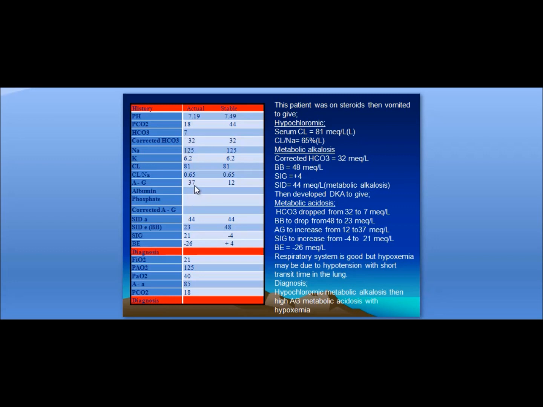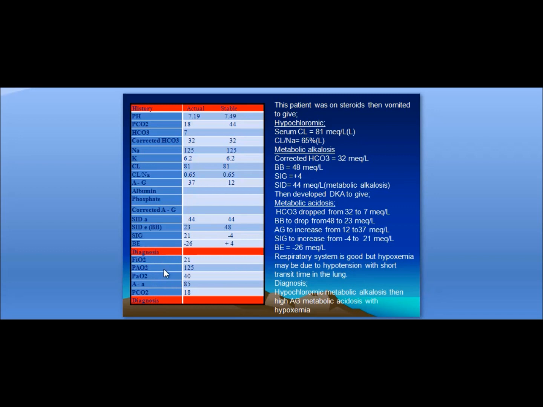Look at the anion gap, high anion gap metabolic acidosis, bicarbonate low, buffer bases low, less than 40, and severe base deficit minus 26. So this is high anion gap metabolic acidosis, why? Due to addition of fixed acid, which strong ion gap is 21. So first, this patient had hypokalemic metabolic alkalosis, then developed high anion gap metabolic acidosis, most probably due to DKA.